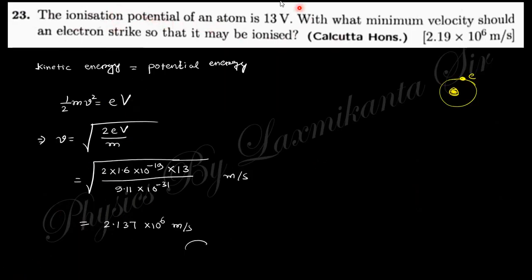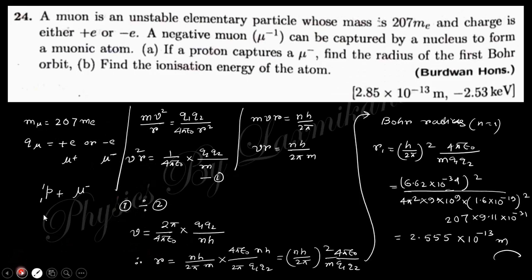The ionization potential of an atom is 13 volt. What will be the minimum velocity of this? So for minimum velocity, kinetic energy equals potential energy, so minimum velocity is the square root of 2eV by m. Okay, next question.